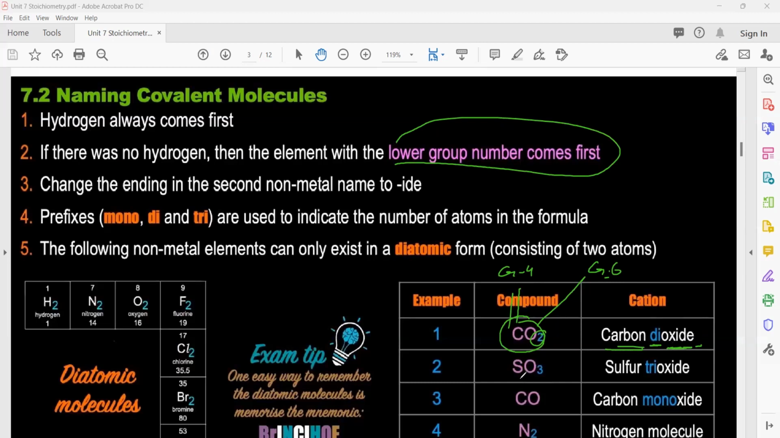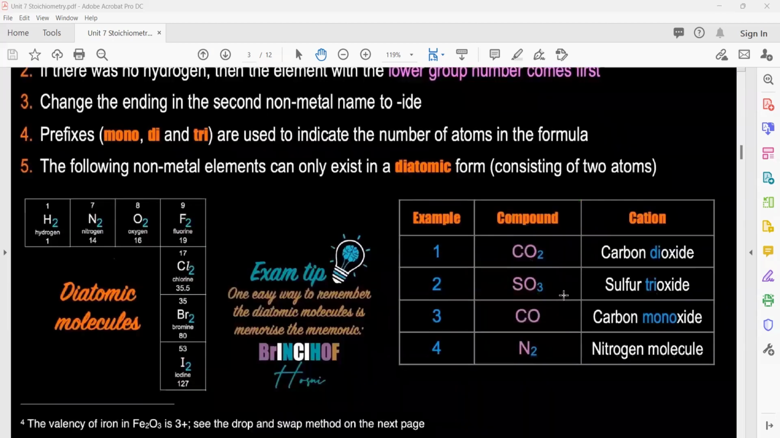Then again you see sulfur and oxygen. Sulfur is group 5, oxygen is group 6 again. So which comes first? Group 5 comes first, so sulfur comes first here. Now oxygen will come here, oxide, but how many oxygens are there? 3. So trioxide. Next example, carbon, which group? Group 4. Oxygen, group 6. So carbon comes first, but how many oxygens? 1. So monoxide. Like this, you will name them, with the meaning of dioxide and trioxide.